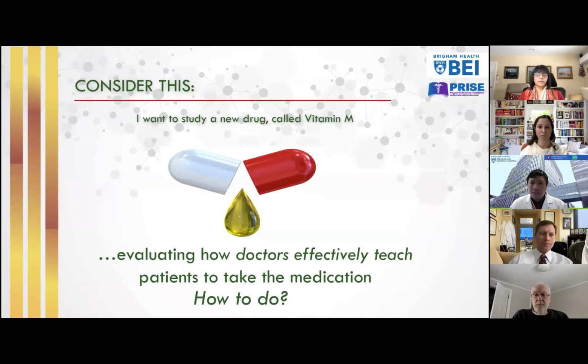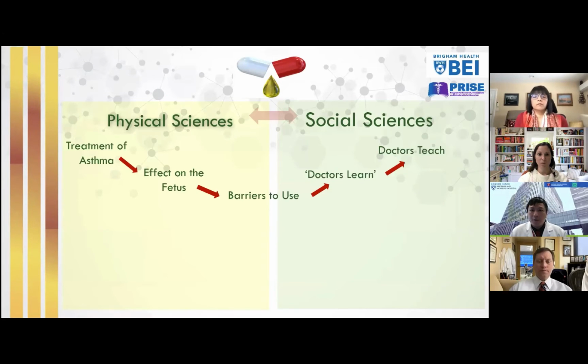So as we considered this same question, but with different audiences and different studies, we were walking through the spectrum, as Erik had said, where we started thinking more along the physical sciences and looking at the treatment of asthma. As we walk through the progression, from the effects on the fetus, we start to see that there's a spectrum in the way that we pose the question and subsequently analyze the data: looking at the barriers to use, how doctors learn, and then ultimately how doctors teach as part of our medical education curriculum.